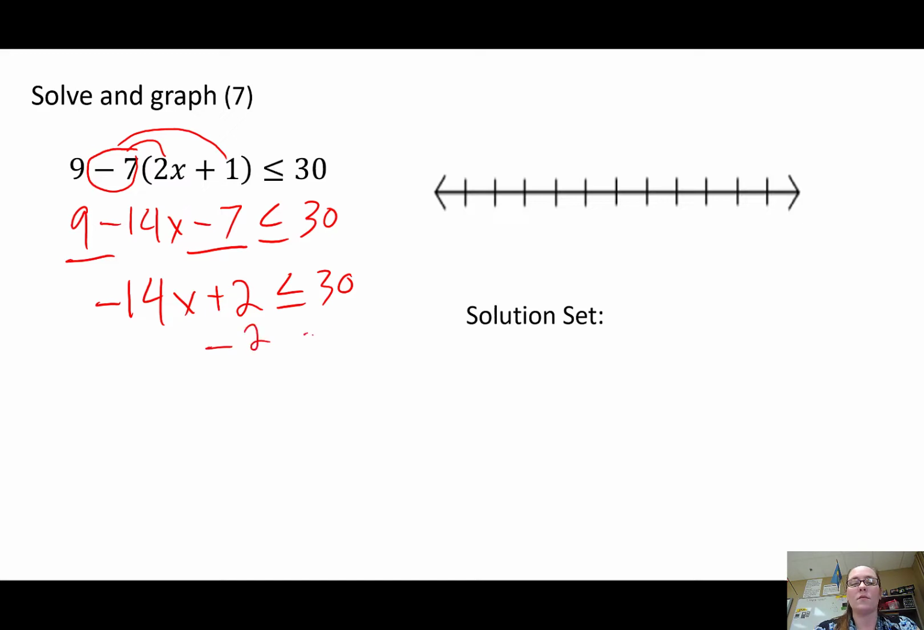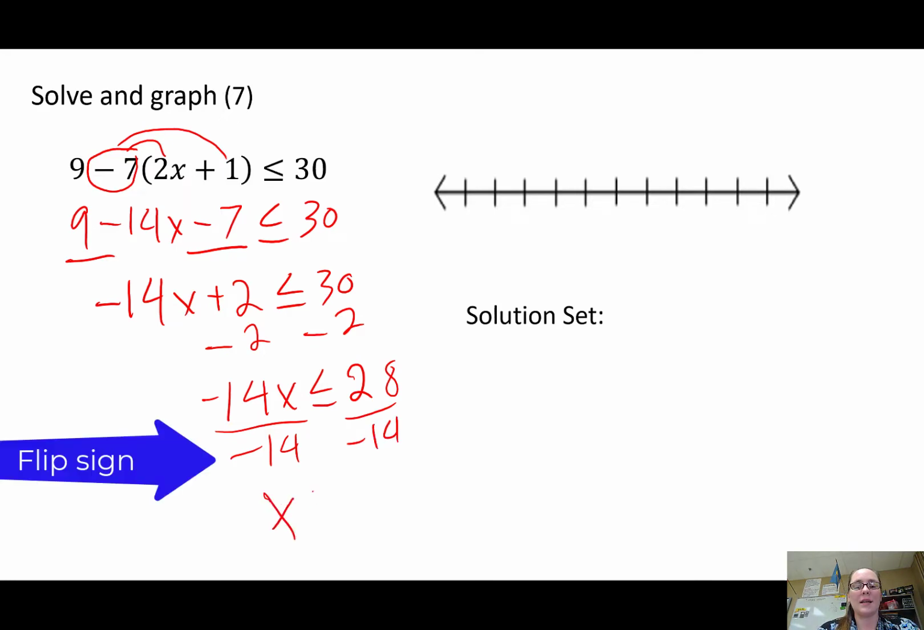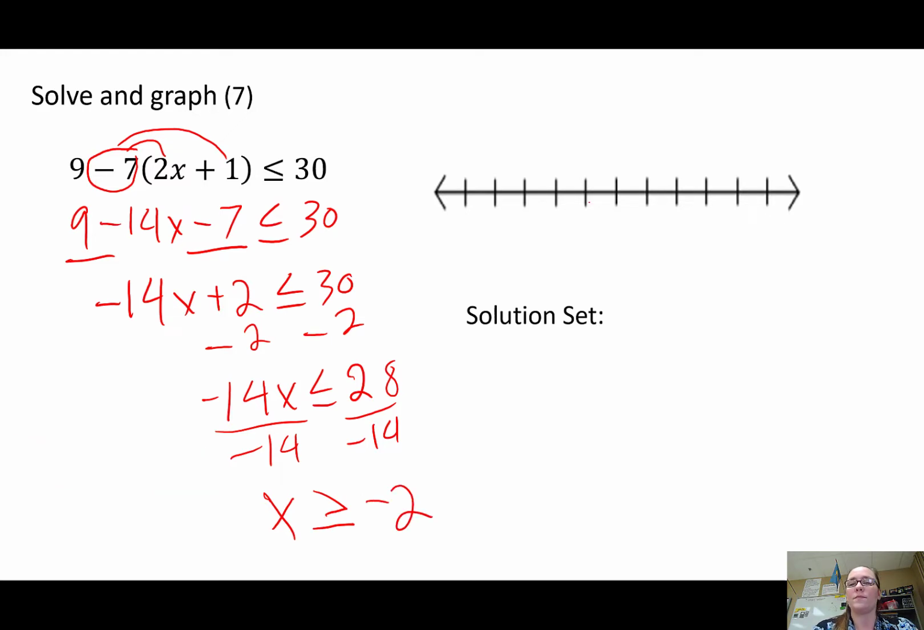Solving that two-step now, subtract 2 on both sides. I get negative 14x less than or equal to 28. And finally, divide both sides by a negative 14. So I'm going to get x is greater than or equal to negative 2. So at negative 2, I'm going to have a filled in circle because we're equal to. And I'm going to shade to the right since it's greater than.